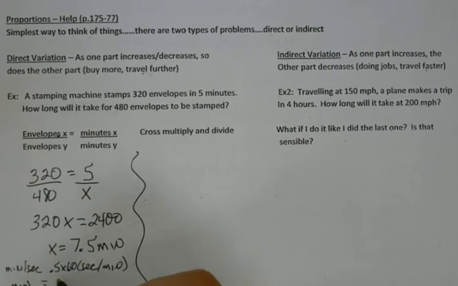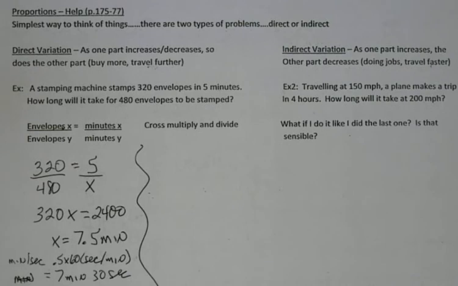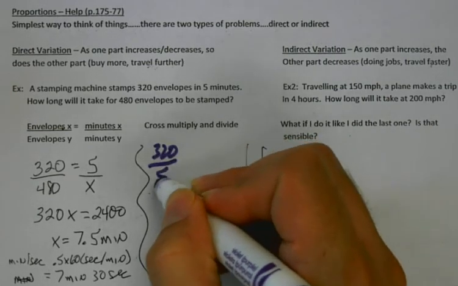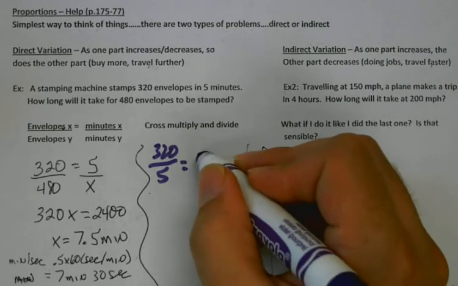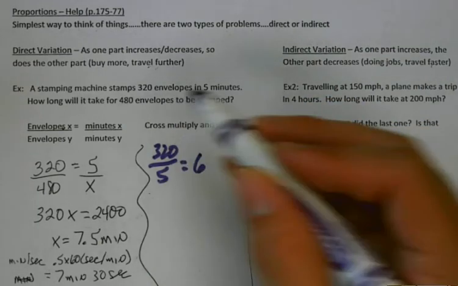And since that would be 30, that would equal 7 minutes and 30 seconds. So I do have to be careful about things like that. Okay. Well, do you have an easier way? And some of you may say, yeah, Mr. H, why wouldn't I just do 320 divided by 5, which would be 64, and then I could do 40 divided by 64.